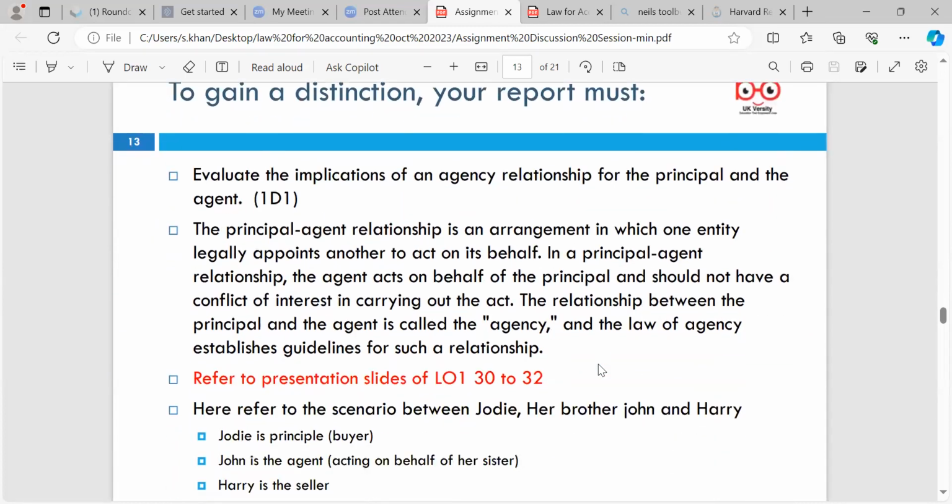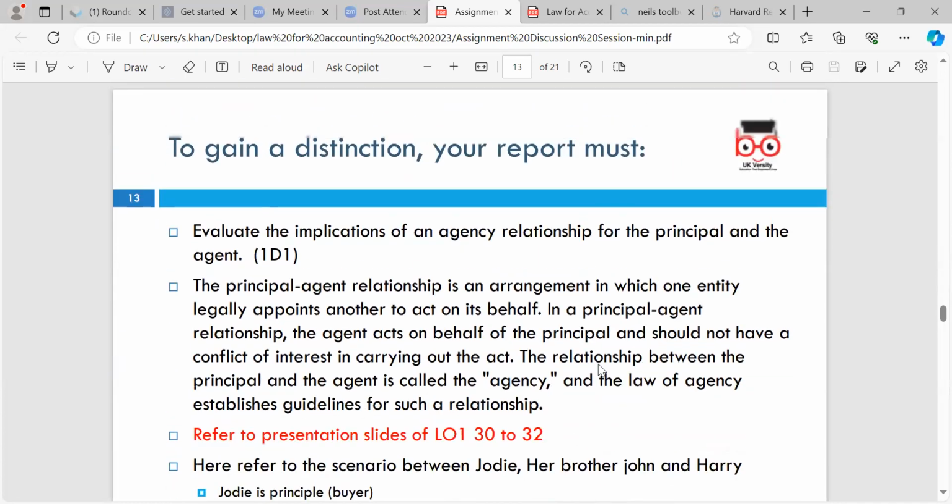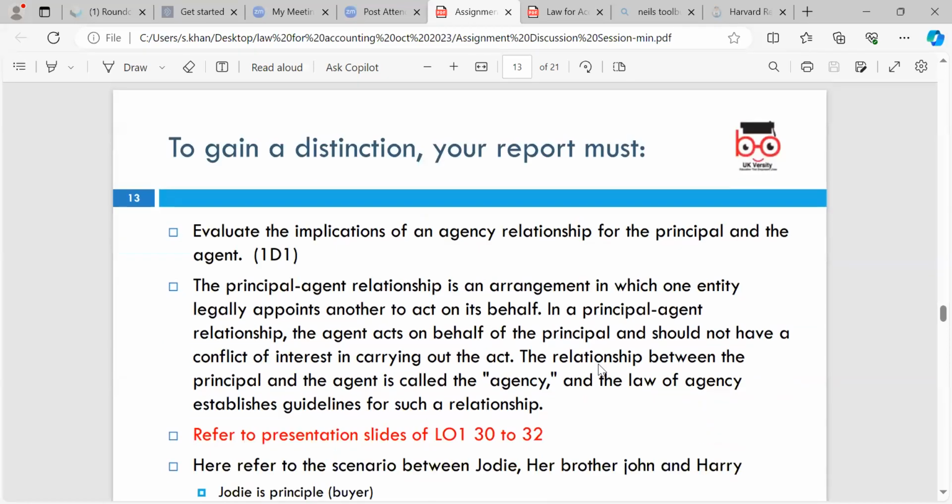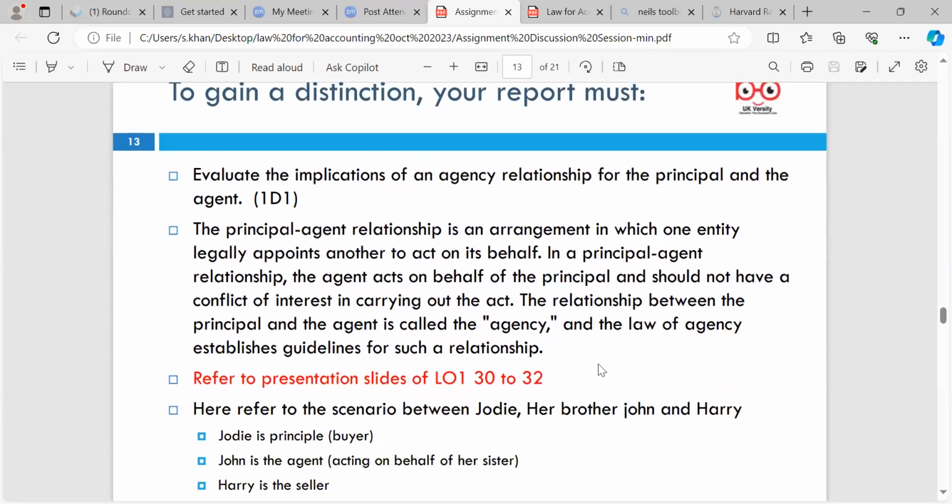Now in this part B, the scenario where she bought the furniture, if you want to get a distinction, you have to do the merit and then the distinction one. So you need to look at evaluating the implications of an agency for the principal and agent, which is 1D1. So that's for part B if you want to get a distinction.